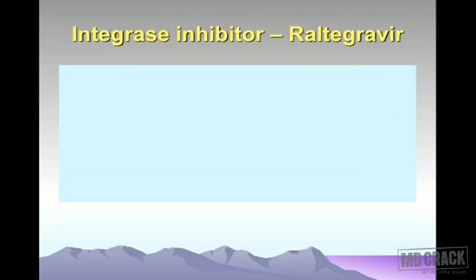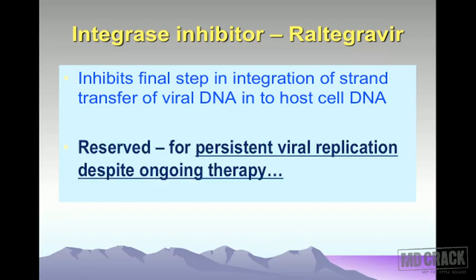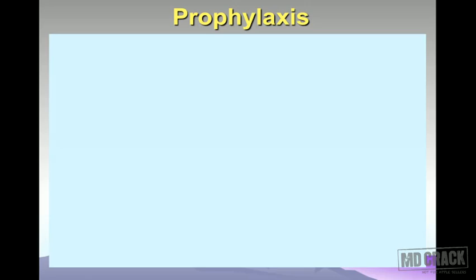The third drug we need to remember is a newer agent, an integrase inhibitor, raltegravir. This inhibits the final step in integration, the strand transfer of the viral DNA into host DNA. So what am I saying is, when there is a strand transfer of viral DNA to the host DNA, there is an integration of the strand transfer. This is the final step. Here these drugs are going to act and inhibit it. So I am calling it integrase inhibitors. Again, you see the same line on this slide: reserved for persistent viral replication despite ongoing therapy.